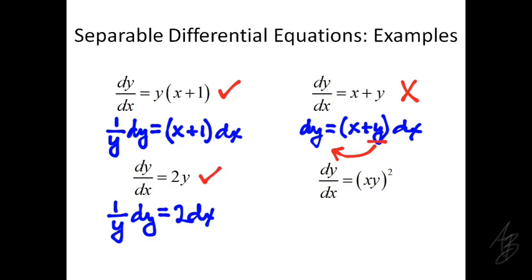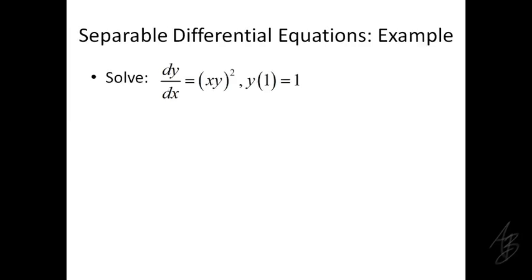This last one doesn't immediately look like it's a separable equation, but since we can write that as x squared times y squared, then we can divide by y squared on both sides, and what we end up with is a separable equation there. We'll take this last example with an initial condition, and we'll look at how we can actually go forward with solving such an equation.